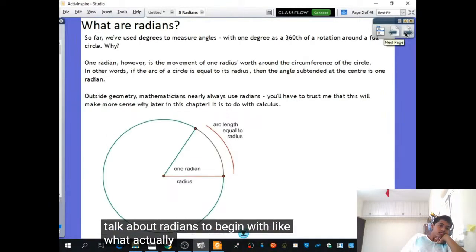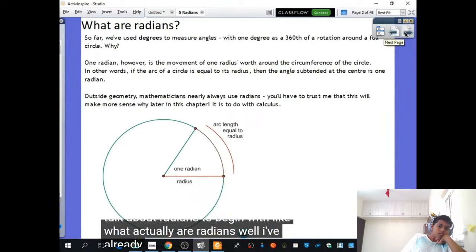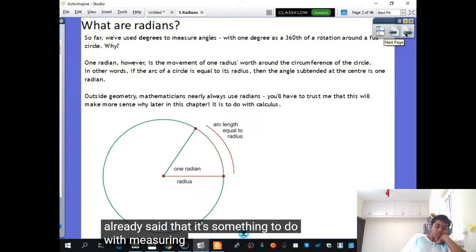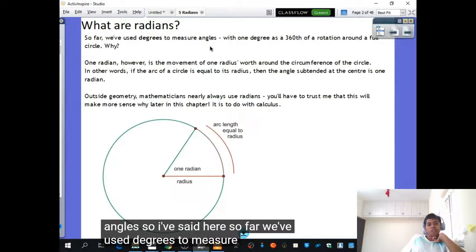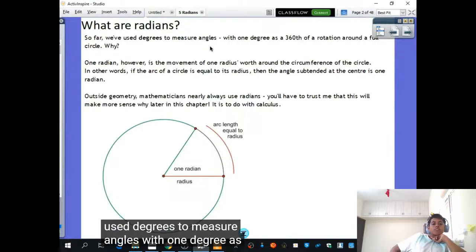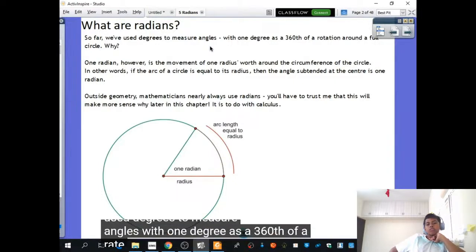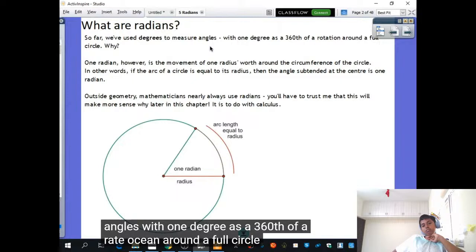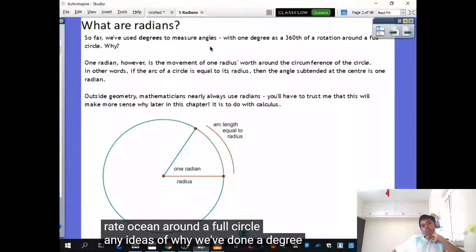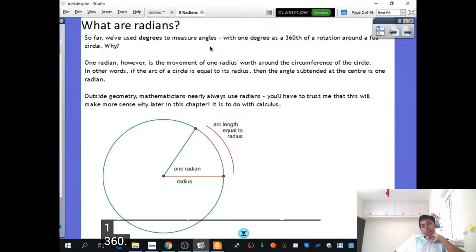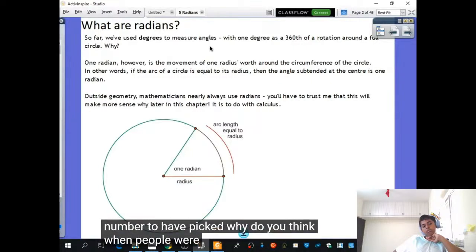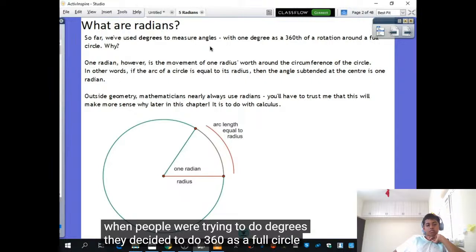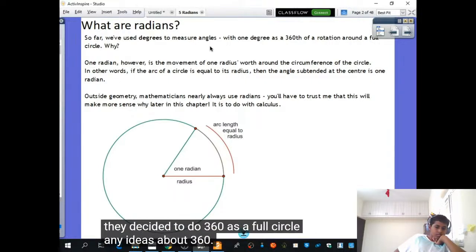Like, what actually are radians? Well, I've already said that it's something to do with measuring angles. So I've said here, so far we've used degrees to measure angles, with 1 degree as a 360th of a rotation around a full circle. Any ideas of why we've done a degree as 1/360th? It feels like a really random number to have picked. Why do you think when people were trying to do degrees, they decided to do 360 as a full circle? Any ideas about 360?